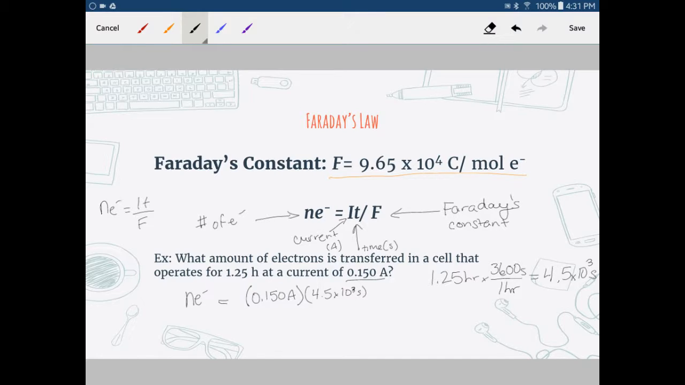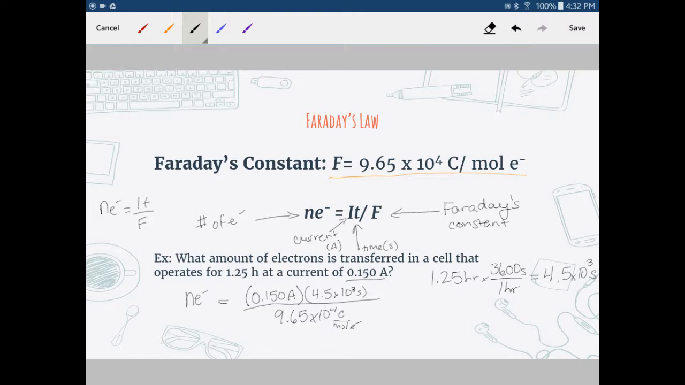Okay, so I'm then going to divide that by Faraday's constant, which is 9.65 times 10 to the power of 4, and that's coulombs per mole of electrons. Now, our amps is going to cancel out our time. It's also going to cancel out our coulombs. So seconds and coulombs will cancel out, giving us moles of electrons as our resulting unit.